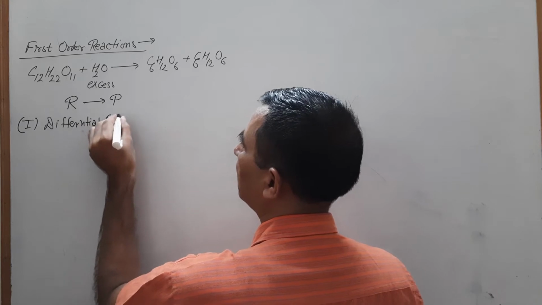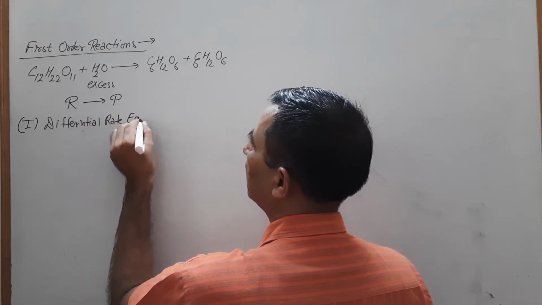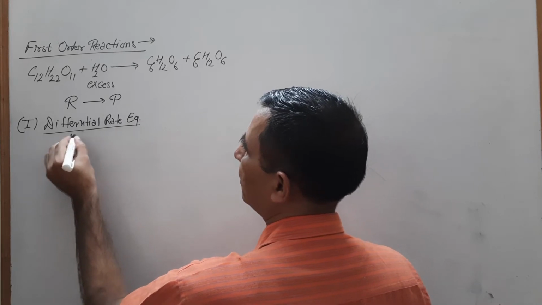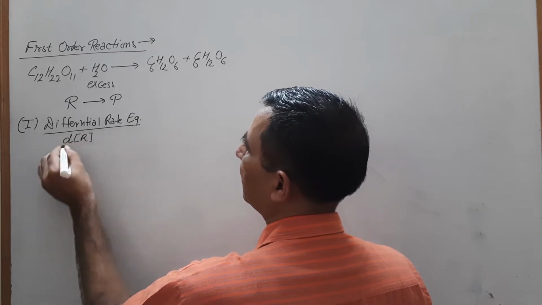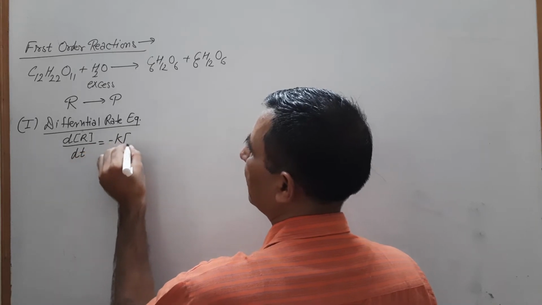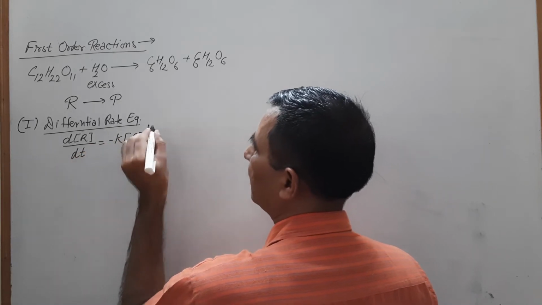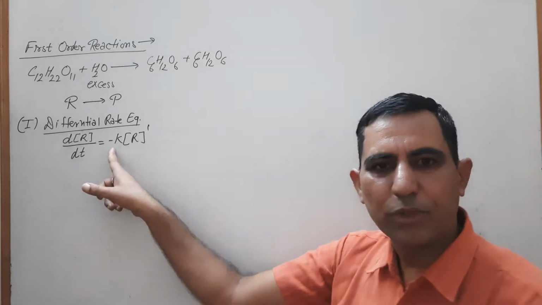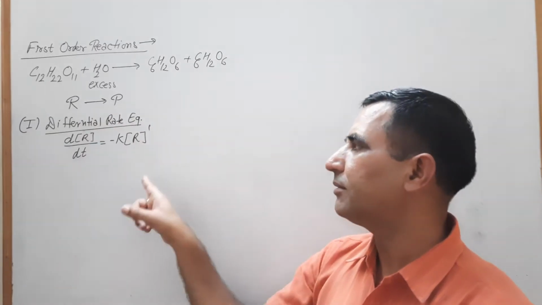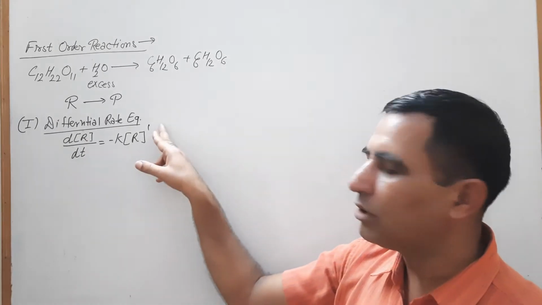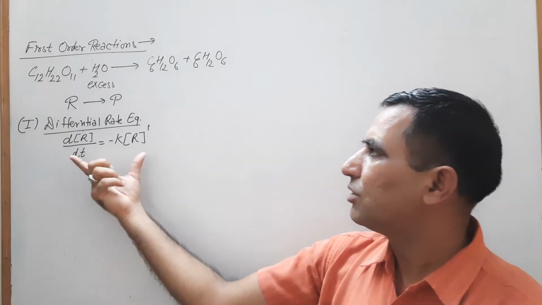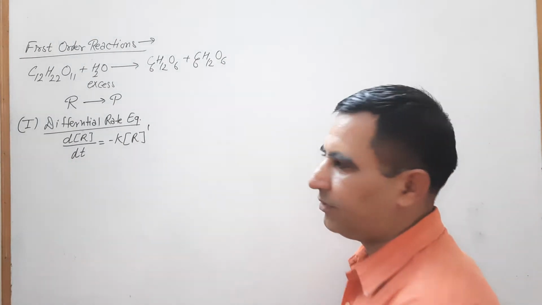Differential rate equation. The differential rate equation for this one is dR by dt equals minus k R to the power 1. Why the minus k? Because this one is the reactant and the concentration of the reactant decreases with time, and R to the power 1 because this is a first order reaction. So it is known as the differential rate equation.